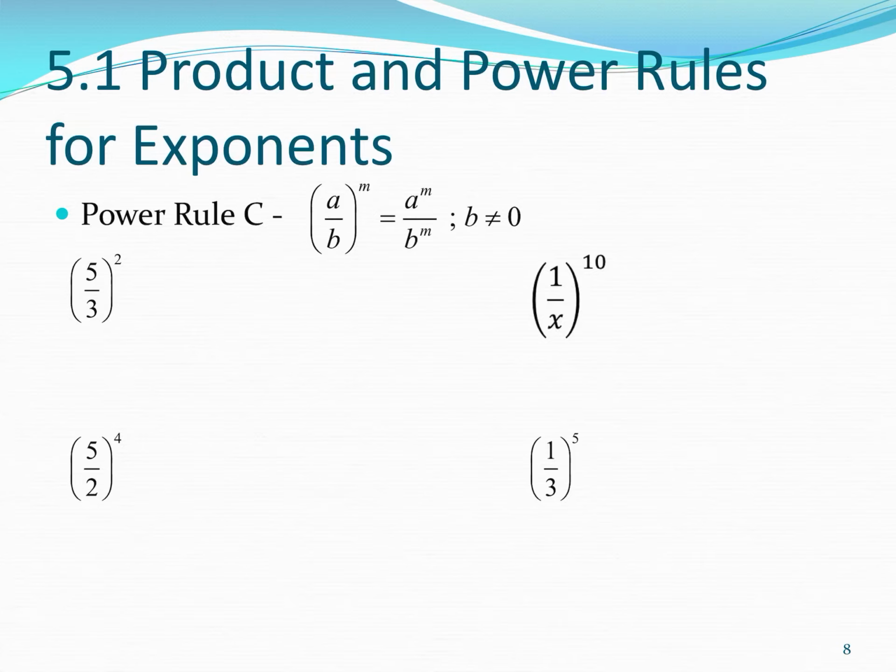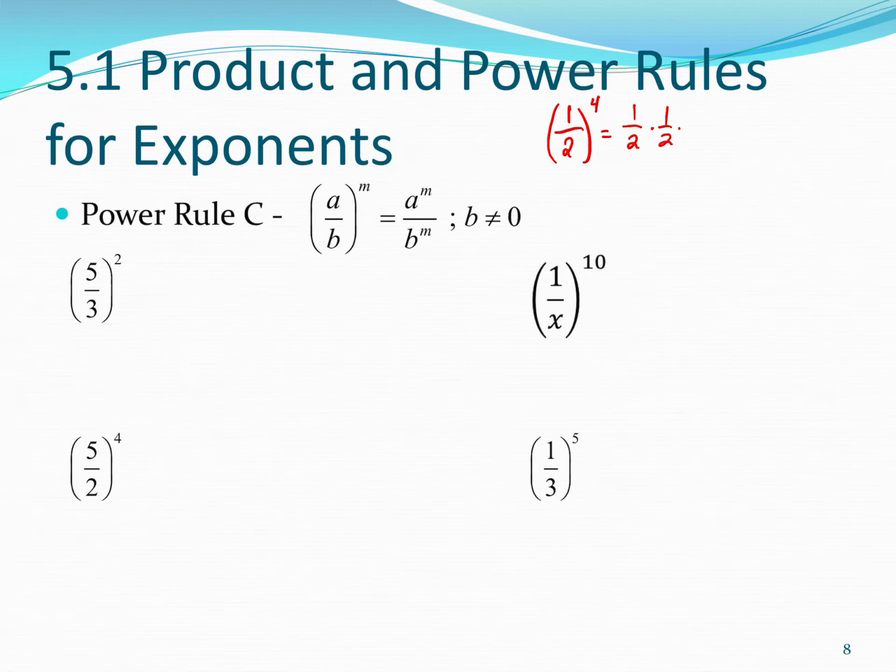Our last power rule is what we call power rule C. And so this one works like the distributive property too, but it works across a fraction. And so what it says is that if you have this fraction raised to a power, that power applies to everything on the top and everything on the bottom. Okay, so it's going to all of that stuff, which should make some sense.